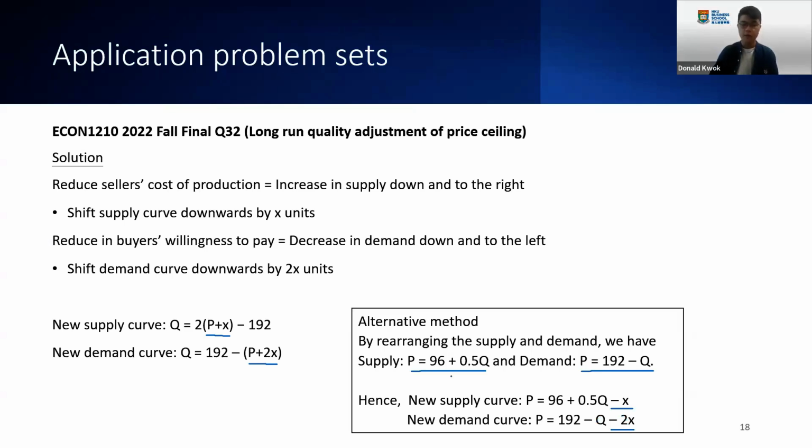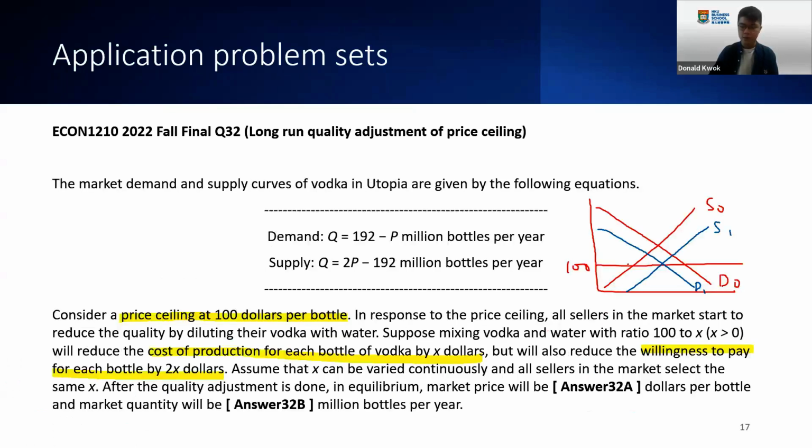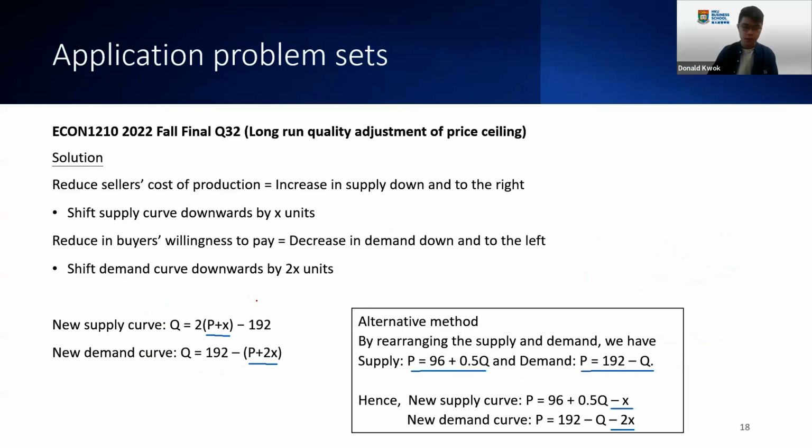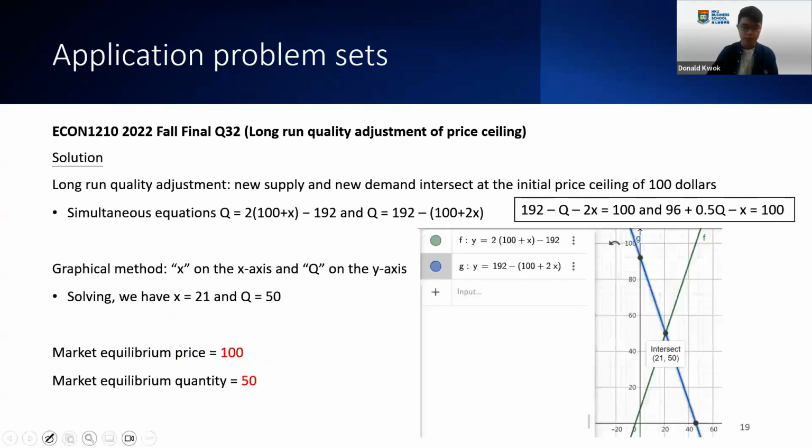Anyway, after deriving these new curves, we can move on to the next step. As I've just mentioned here, the new demand and new supply will intersect each other at the initial price ceiling, $100. So this is why we can plug in the price of $100 back into this demand and supply functions. And as you can see, we actually have a set of simultaneous equations in two unknowns, Q and X. It's also put down here for your reference.